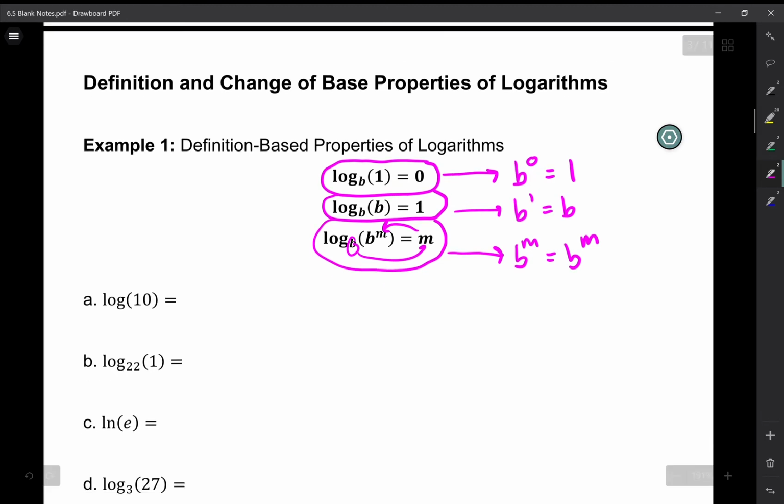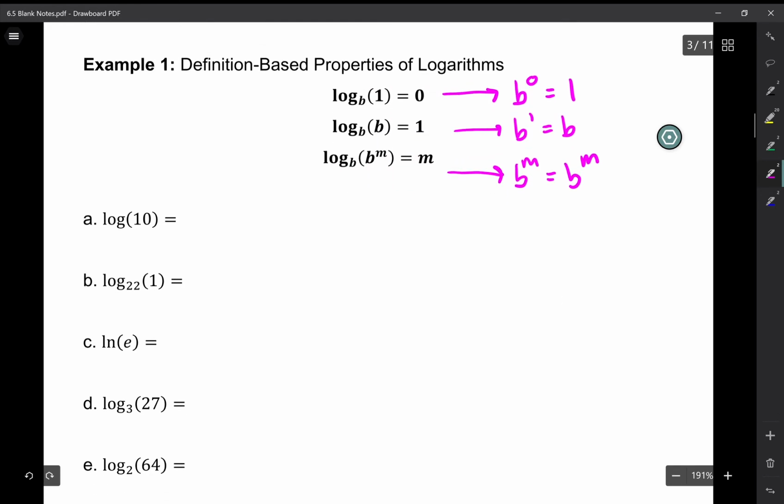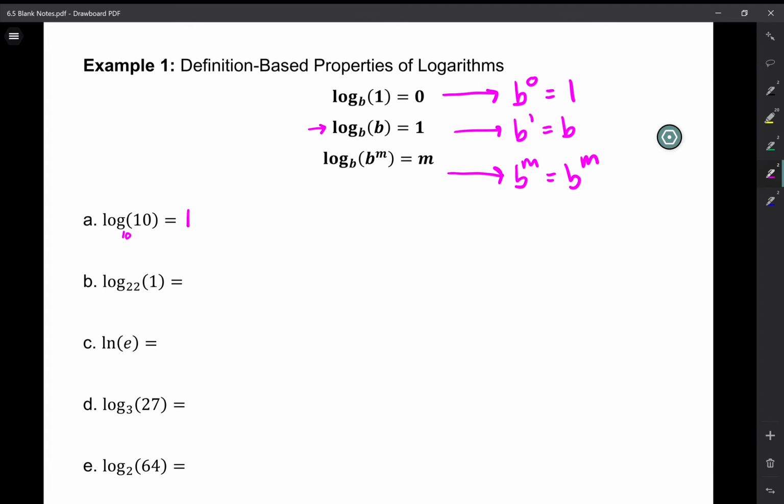Let's use these properties to try these practice problems. I'm going to go ahead and erase this so I can indicate which property I'm using a little more clearly. All right, let's look at the first one, log of 10. Remember, if it doesn't say anything, it means log base 10. 10 to the what is 10? That's property number 2 here, right? That's always 1 because 10 to the 1 is 10.